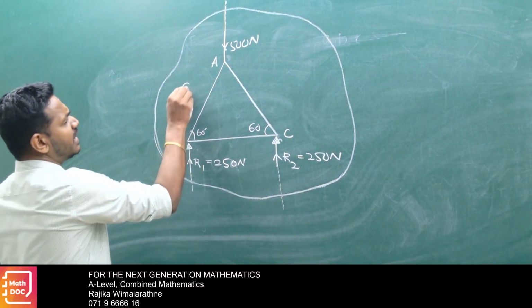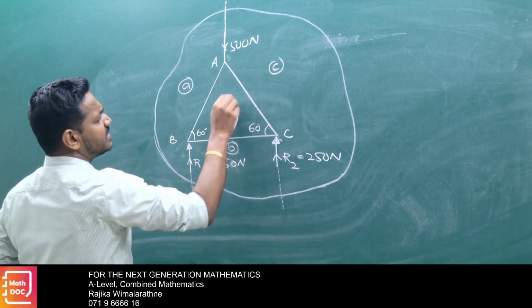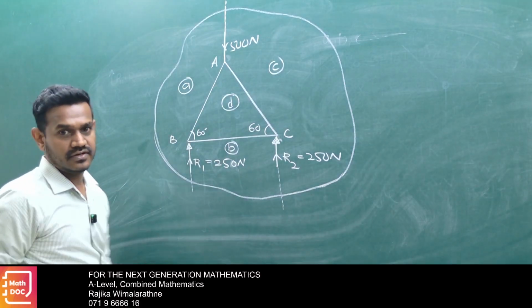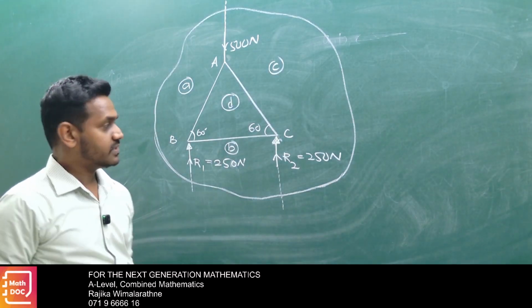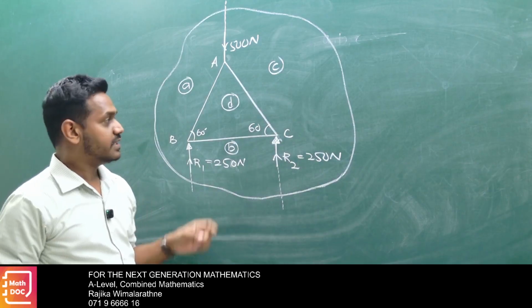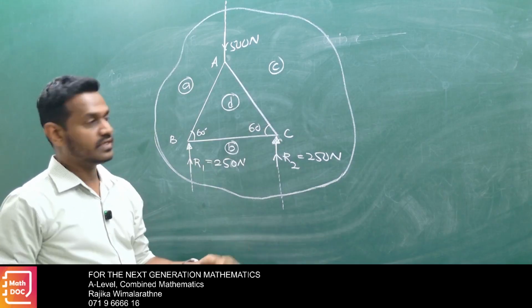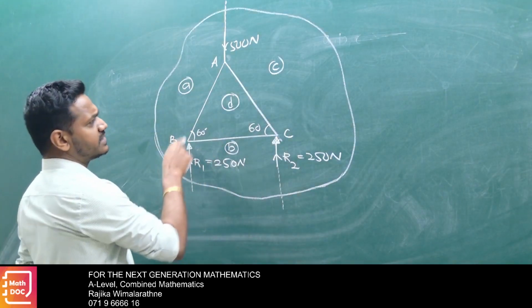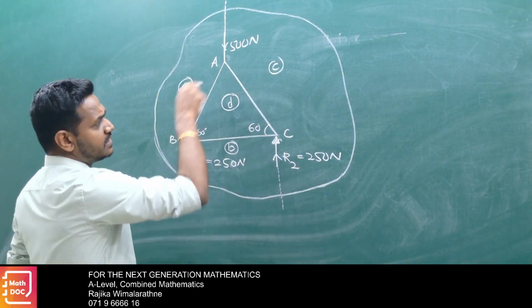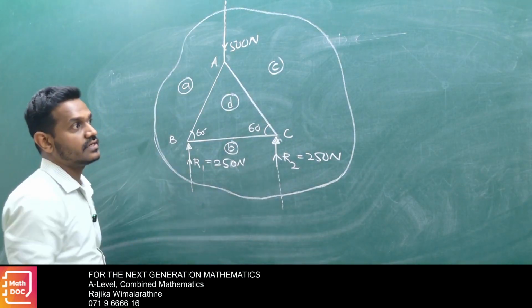Now label A, B, C, D. Very simple thing. You can mark them in whatever order, there is no issue. Usually you consider vertices with capital letters and regions with simple letters. Okay, do up to that.